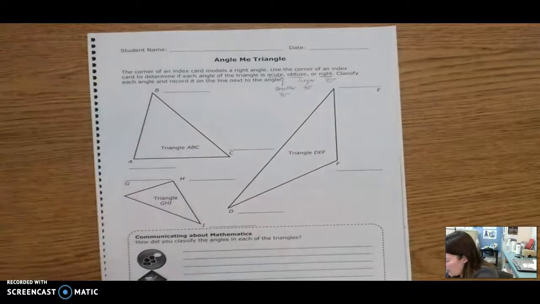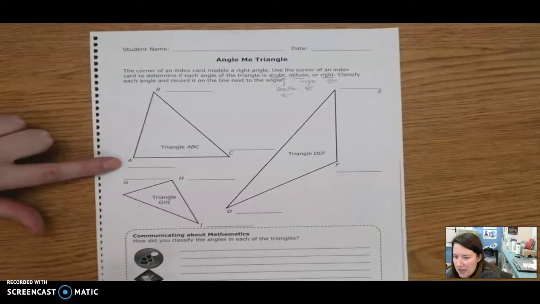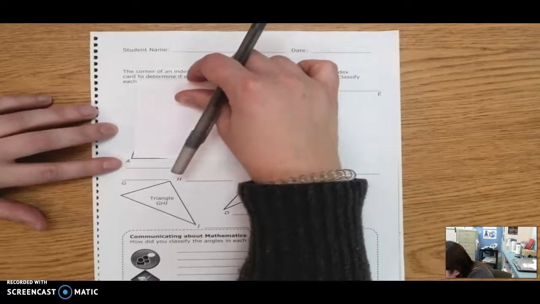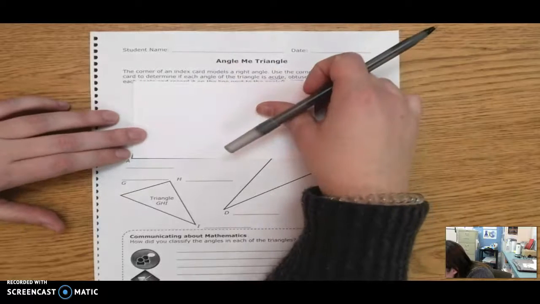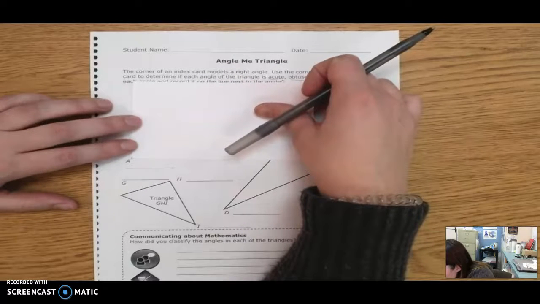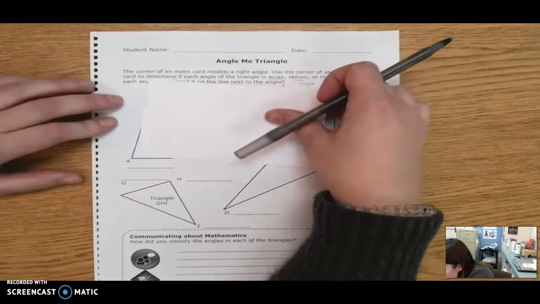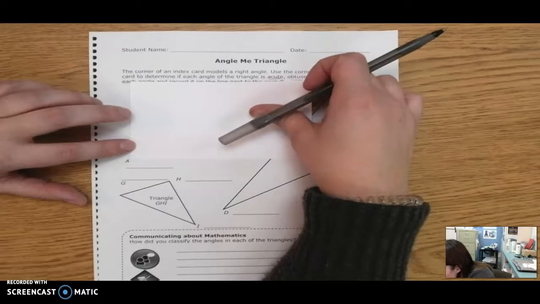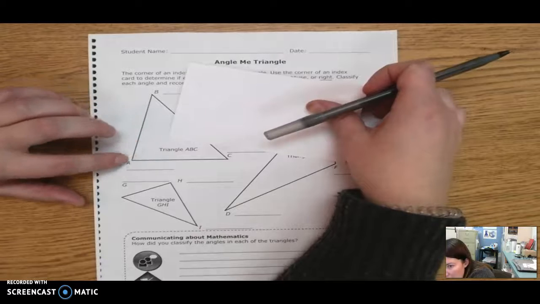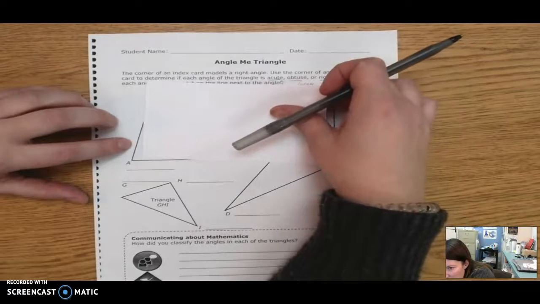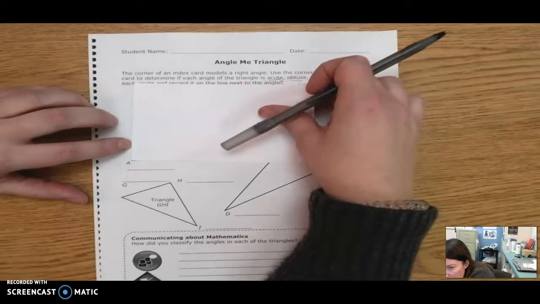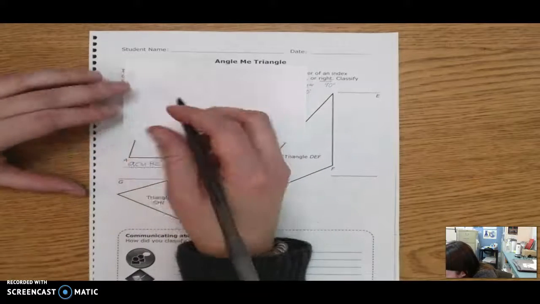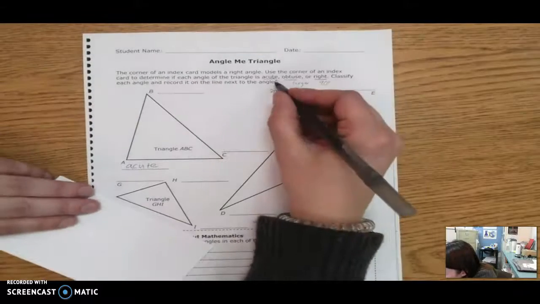So I'm going to start with A. I'm going to go in order of the alphabet. So here's A. What I'm going to do is take the corner of my index card and stick it in this angle. And if you notice, it's covering up the angle, isn't it? Look, it's totally disappeared. If it's covering it up, that means the angle of my card is larger than the triangle angle here. So this angle that we have here, I know is smaller than my card. So I know angle A has to be an acute angle because it's smaller, and we know acute is smaller.